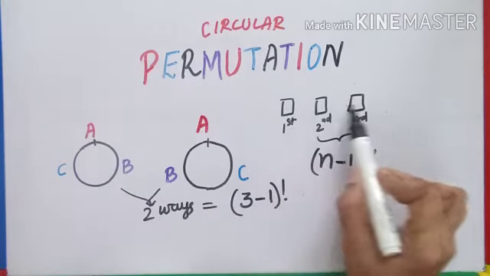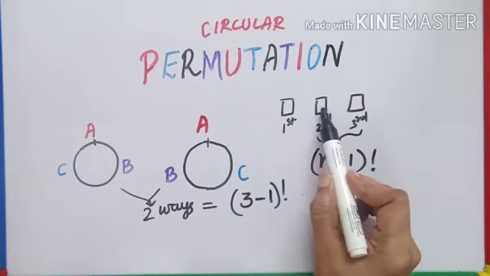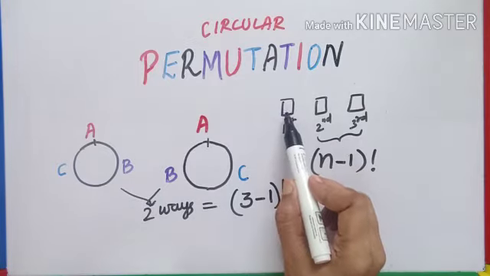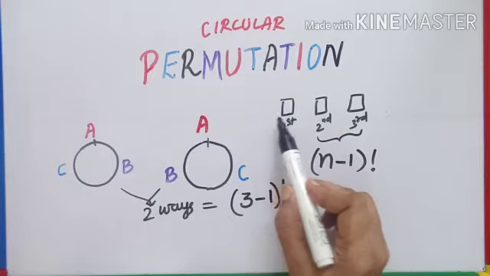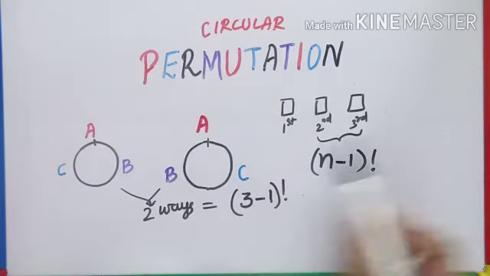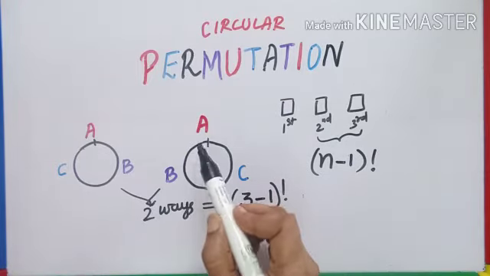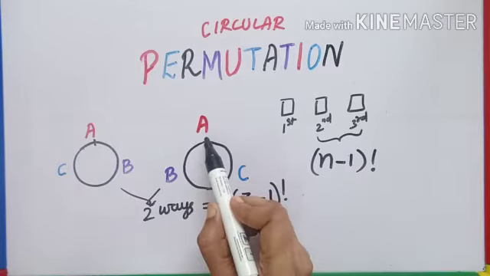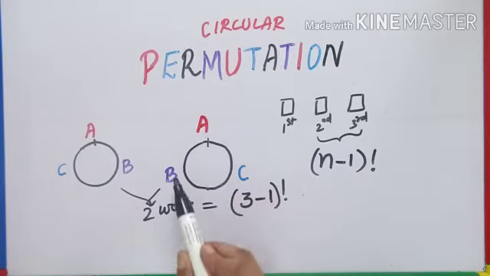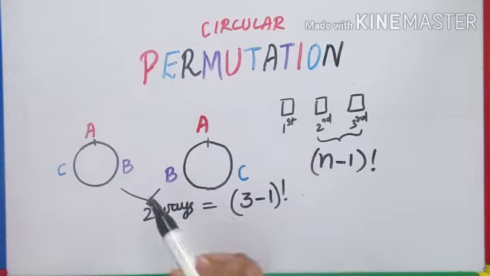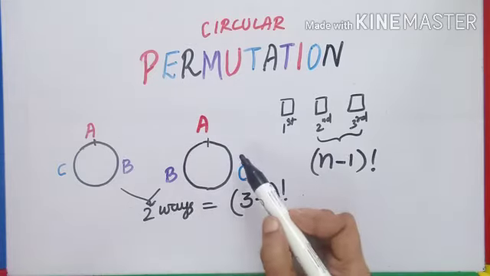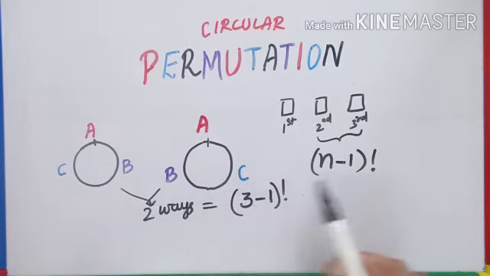So in a row arrangement, I cannot say this is first, I have to mention this is first. So this is in a linear arrangement. But in a circle, fix a person and that will be the starting point. The remaining can be arranged in the remaining places. So only the remaining is arranged, and the remaining is nothing but n minus 1 factorial.